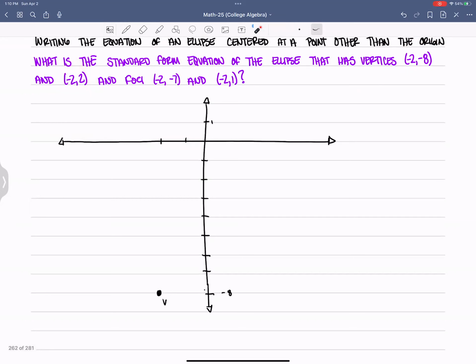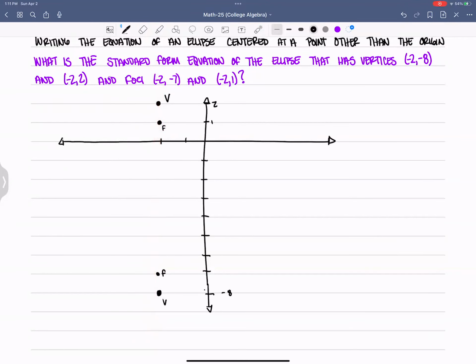Another vertex at (-2, 2). So up here, that's going to be 2. That's another vertex. Next, we have the foci, (-2, -7). So (-2, -7) is a focus, and another focus at (-2, 1). And that's also a focus. So based off of this, it looks like our major axis is now our y-axis.